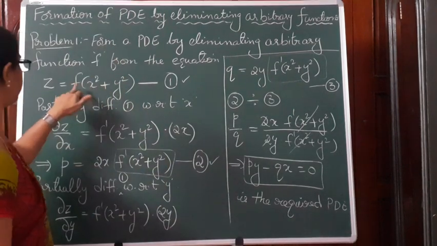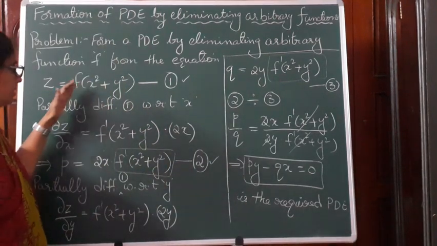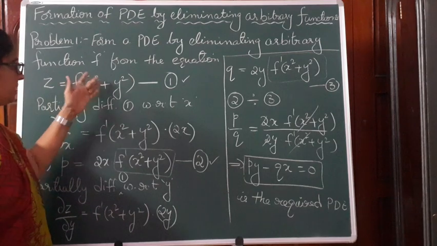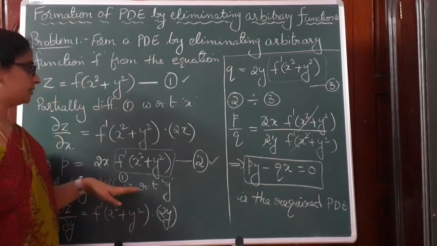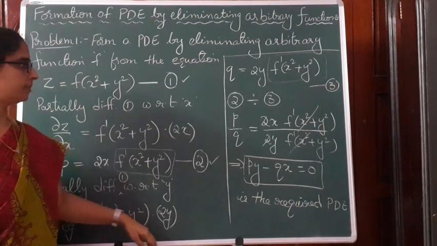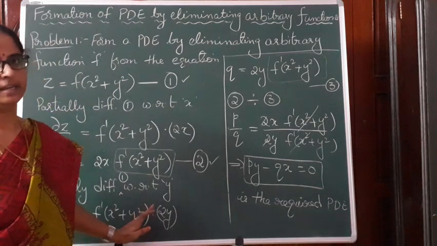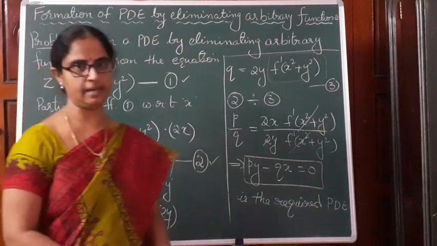So if we have one arbitrary function, then by partially differentiating once with respect to x and once with respect to y, and using the obtained equations, we eliminate f to form a partial differential equation.